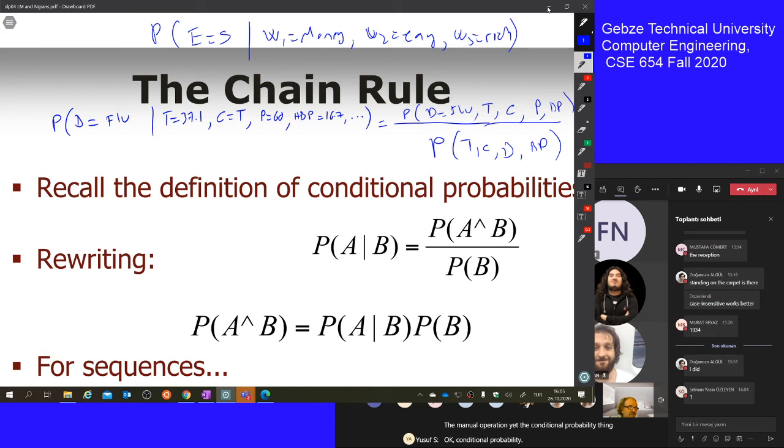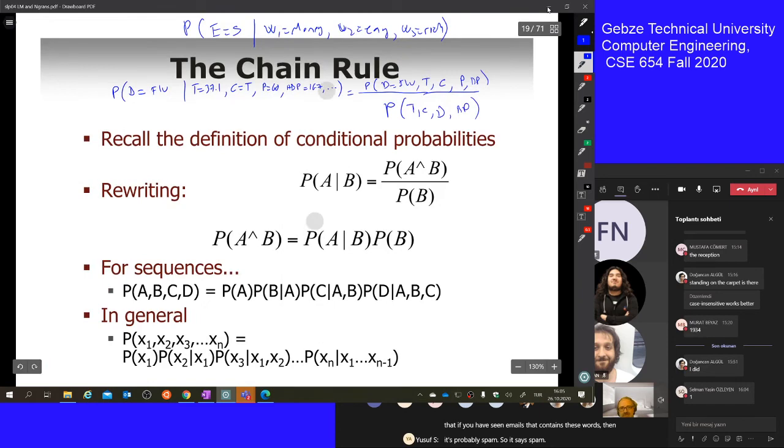Selman, you are saying that there's 100% spam? No, I don't think so. It may not be spam, because this email might be talking about spam emails. It might be coming from our IT department, Bilgi İşlem Merkezi, and it might say that if you have seen emails that contain these words, then it's probably spam. So it's not spam. So I wouldn't say it is 100%.